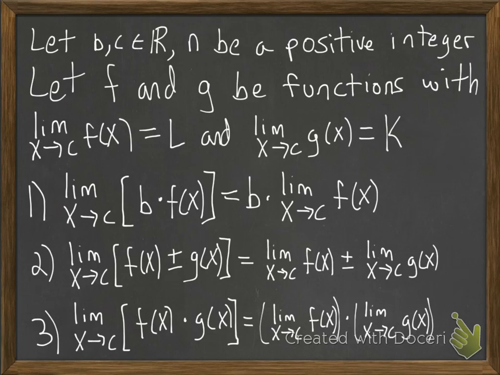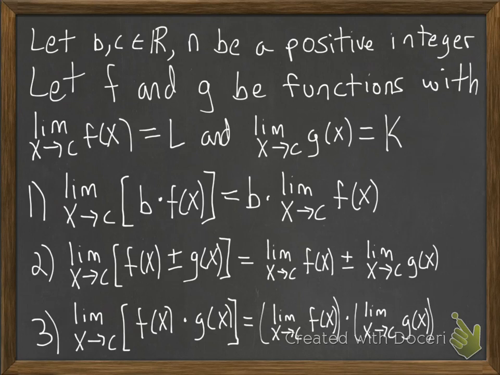We have our conditions here. B and C are real numbers, and n is some positive integer that'll come up in a little bit. And f and g are functions which actually do have limits as x approaches c. Now, a couple of these we discussed last time, but they're also written down here. The first is that we're able to factor a constant out of a limit process, and then just take that constant b times the limit.